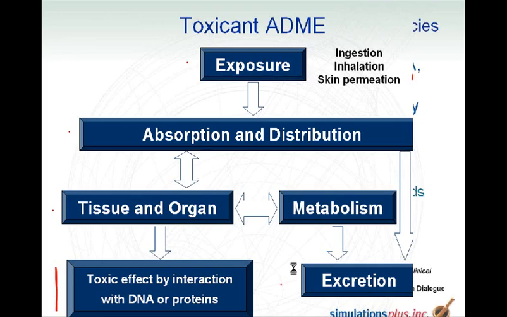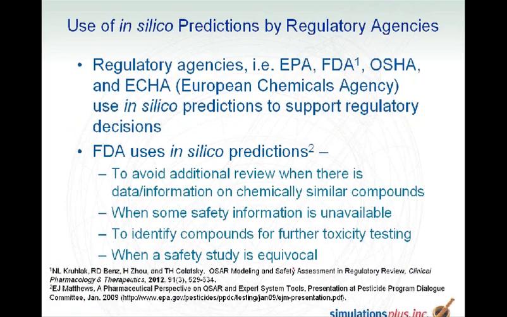Okay, there are a number of regulatory agencies that are using in silico predictions to support their regulatory decisions. So, for example, the United States Environmental Protection Agency, the Food and Drug Administration, and here was a nice article published this year on their QSAR models and how they assess safety using in silico techniques.